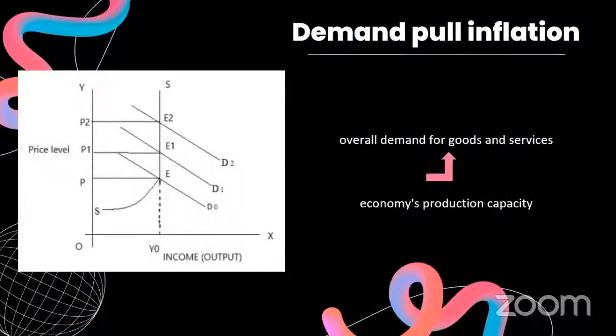The next is demand pull inflation. Demand pull inflation occurs when the overall demand for goods and services in an economy increases more rapidly than the economy's production capacity. It increases the demand-supply gap with higher demand and lower supply, which results in higher prices. For instance, when the oil-producing nations decided to cut down on oil production, the supply diminishes. It leads to higher demand, which results in price rises and contributes to inflation.